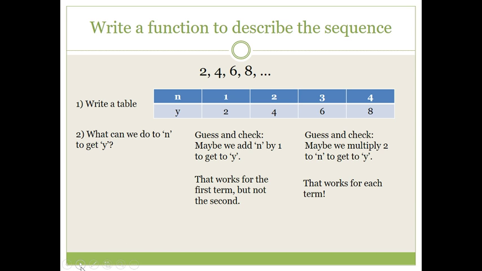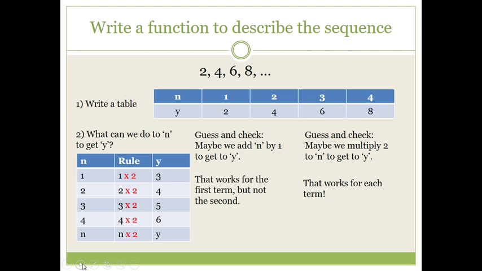So that didn't work. So now maybe I guess that we multiply it by 2, because 1 times 2 would give me the 2. So I'm going to keep checking to see if that works for the rest of them. Well, 2 times 2 is 4, 3 times 2 is 6, 4 times 2 is 8, so that works for each term. So now I'm pretty confident that the rule is take the n value, whatever it is, and multiply it by 2, and that will generate our sequence, our output of y values. So finally we can say the y value is equal to 2 times the n value.